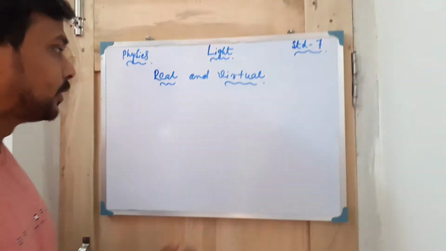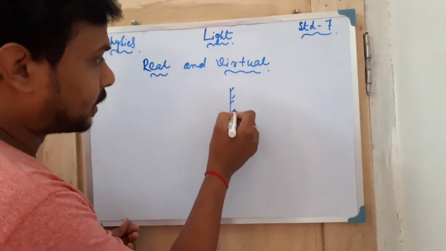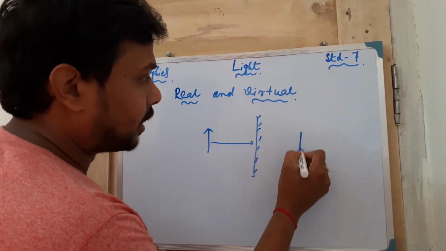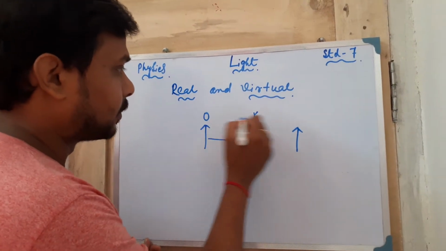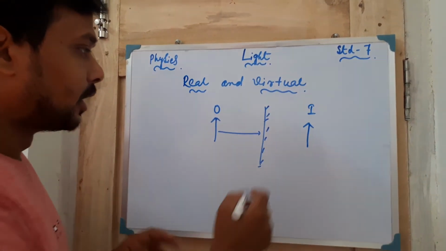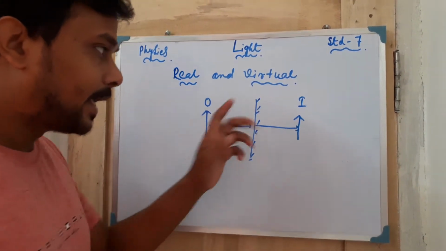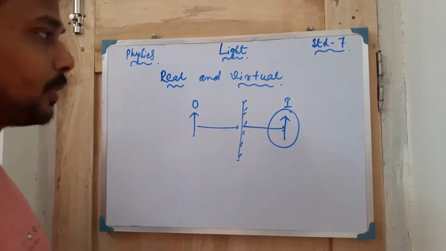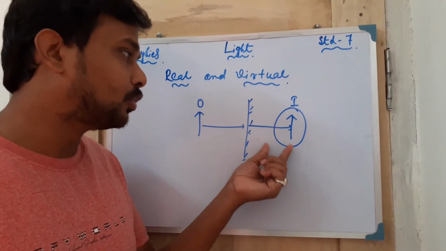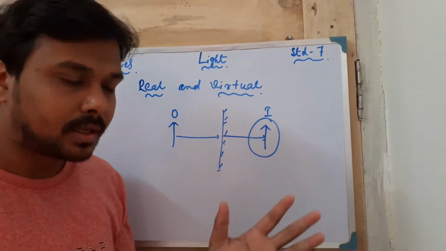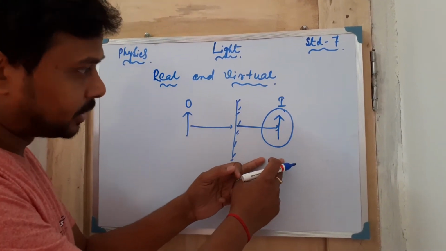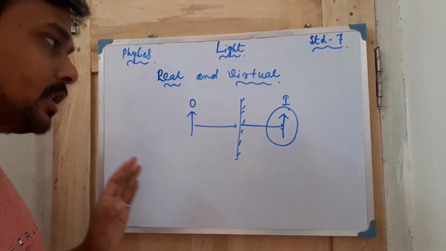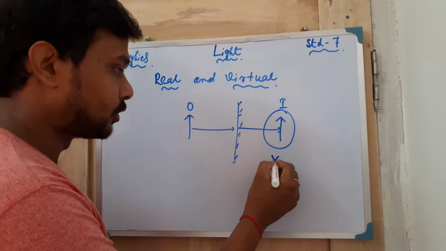Suppose one plane mirror is here, so you know how it is able to produce the image. If I tell you that this image which is formed, are you able to place it on a screen? Can it get onto the screen? Is it possible? Definitely not possible.